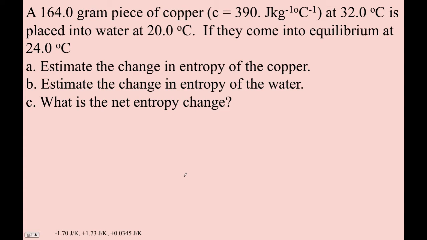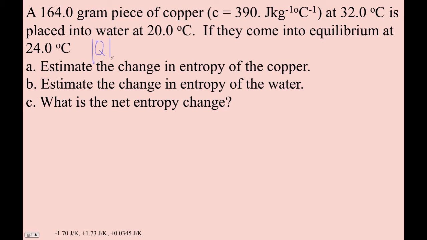Okay, so a 164 gram piece of copper is placed into water at 20 degrees Celsius. They come to equilibrium at 24 degrees Celsius. So they've already solved the calorimetry problem for us, right? And so we're going to do the entropy change of the copper, of the water, and then the total entropy change.